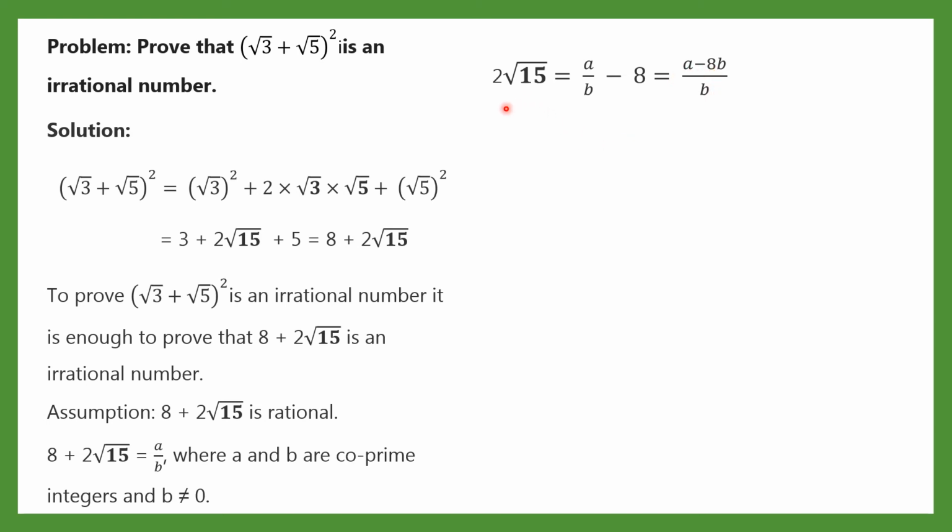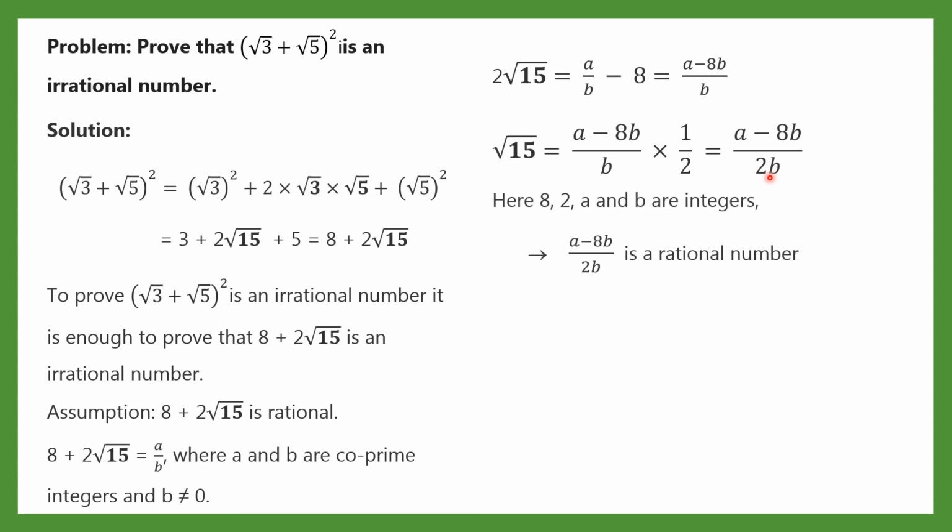Here 2 is there. You take 2 to right side. Root 15 is equal to a minus 8b by b, and this 2 is multiplying, so it divides, or multiply by the reciprocal of 2, that is 1 by 2. A minus 8b into 1, a minus 8b, by b into 2 is 2b. Therefore, the final equation we got is root 15 is equal to a minus 8b by 2b.